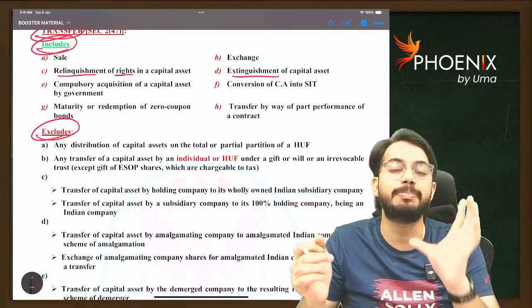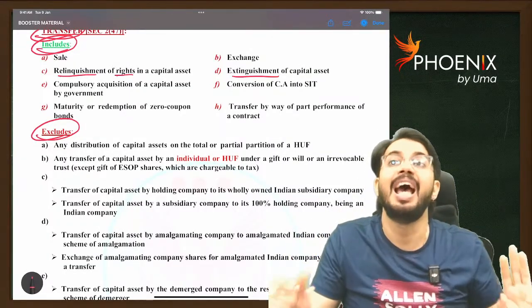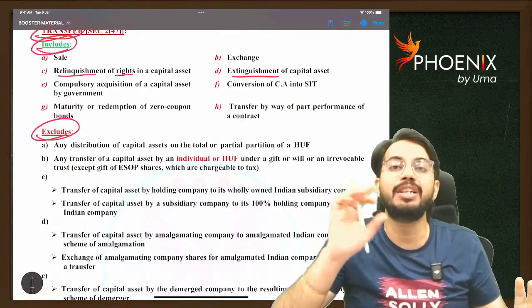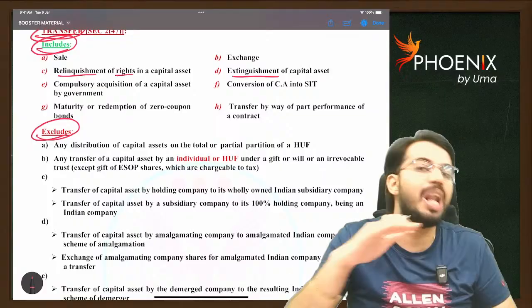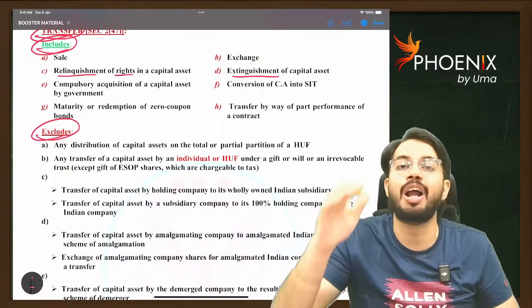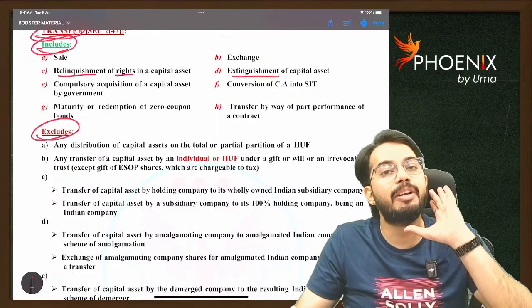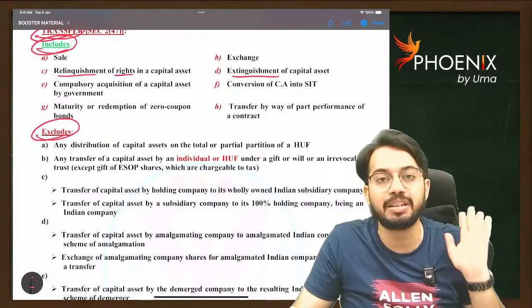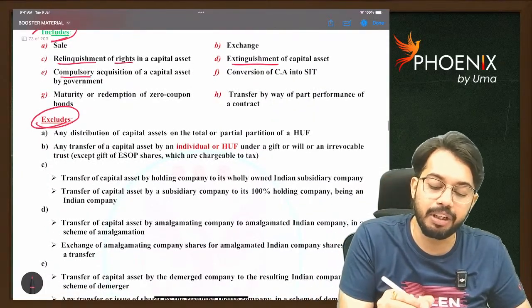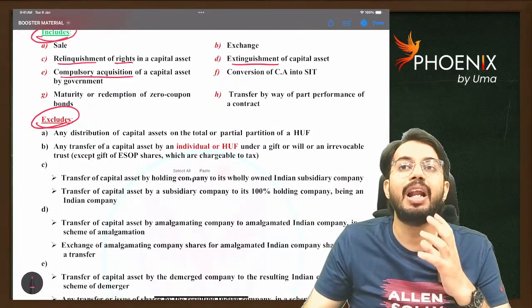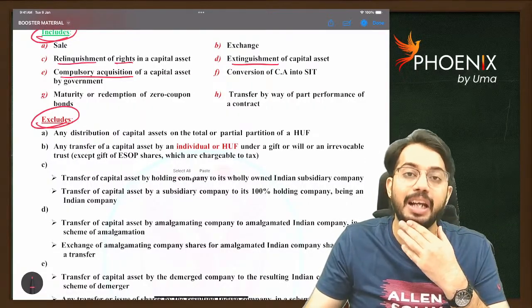So even extinguishment. Sir, what is difference between extinguishment and relinquishment? In case of relinquishment, asset will continue to exist. However, in case of extinguishment, asset will not continue to exist. Asset will be collapsed, or asset will be destructed, or asset will be cancelled. That is the difference between relinquishment and extinguishment. Both are treated as transfer, and capital gains are required to be calculated. Compulsory acquisition of capital asset by government. Whenever government does compulsory acquisition, that is also treated as transfer. We are required to calculate capital gains.